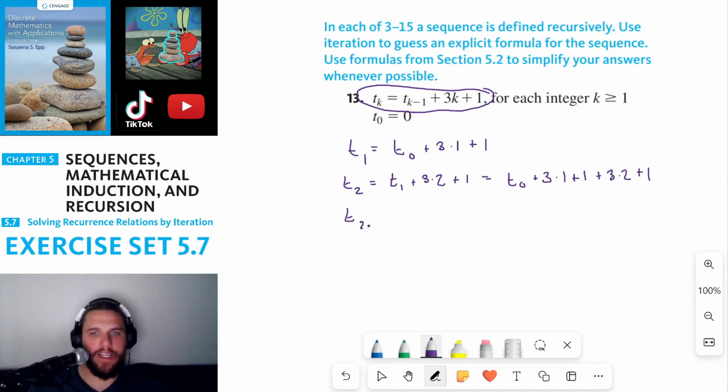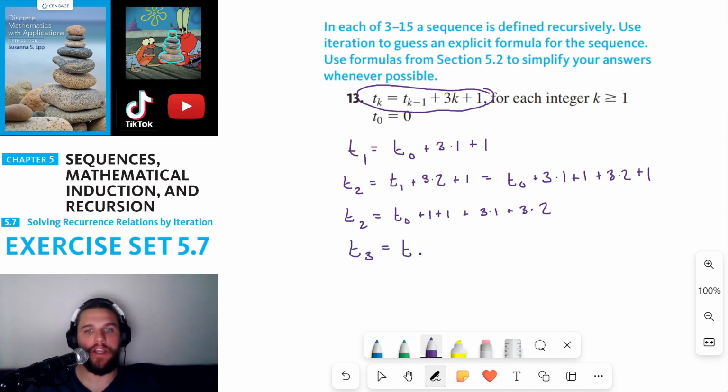But I'm going to rewrite t sub 2 in a different way so that we can see the pattern a little bit more clearly. Here we have t sub 0 plus 1 plus 1. I'll group together the plus 1s. And then we also have a plus 3 times 1 plus 3 times 2. Next, we can find t sub 3, although I think we can see the pattern now. I bet t sub 3 is going to be t sub 0 plus 1 plus 1 plus 1, and then plus 3 times 1 plus 3 times 2 plus 3 times 3, and then it's just going to continue from there.